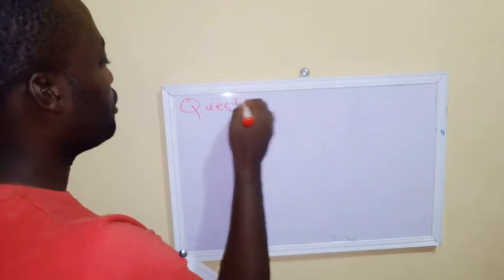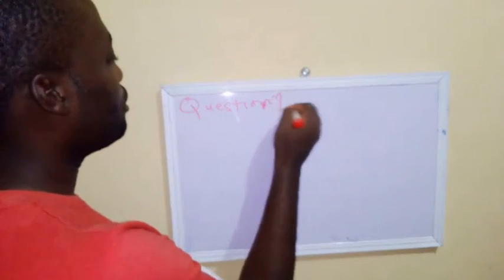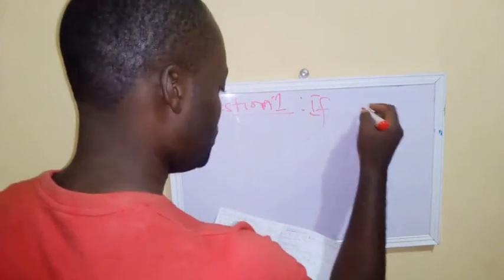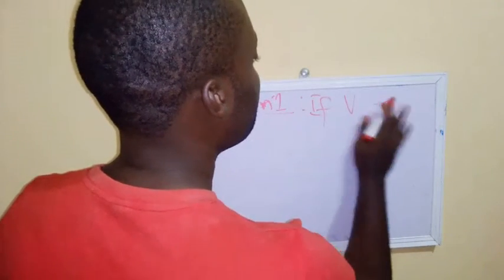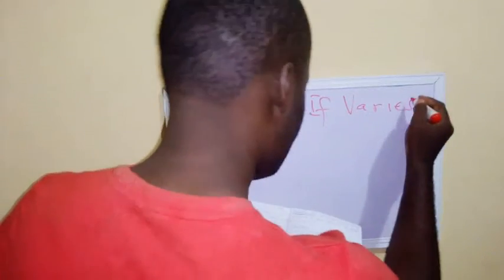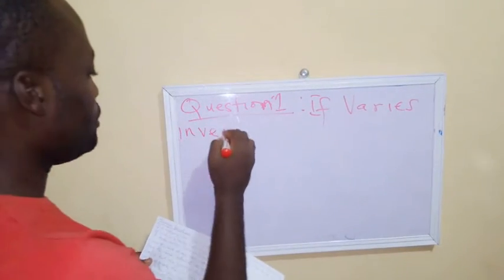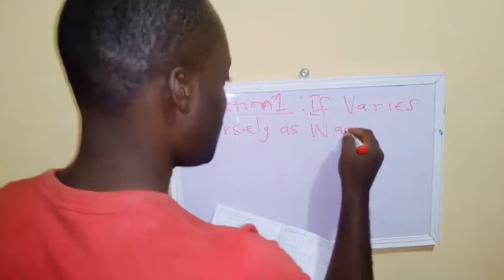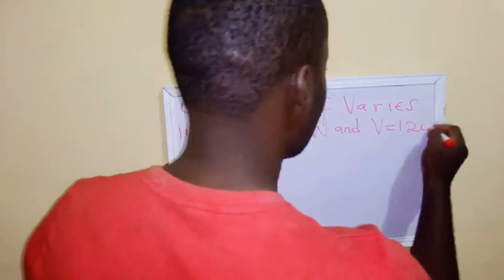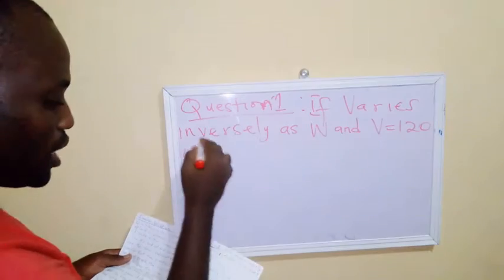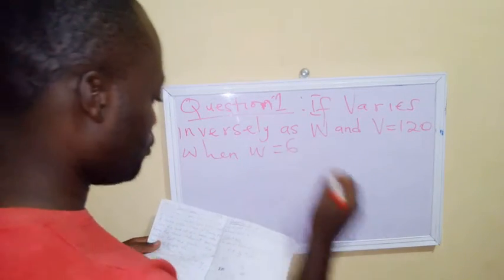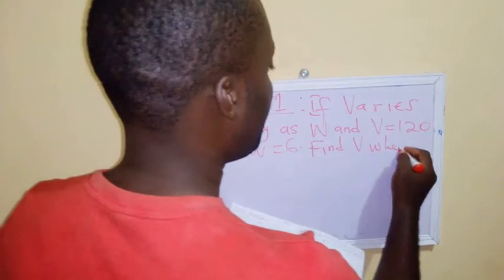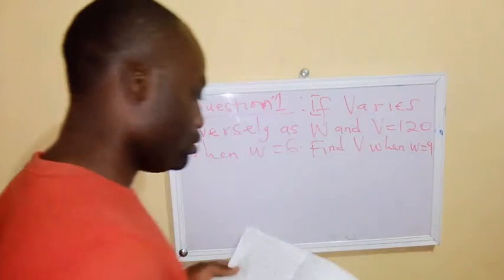So question 1. If V varies inversely as W, and V is equal to 120 when W is equal to 6. Find V when W is equal to 9.